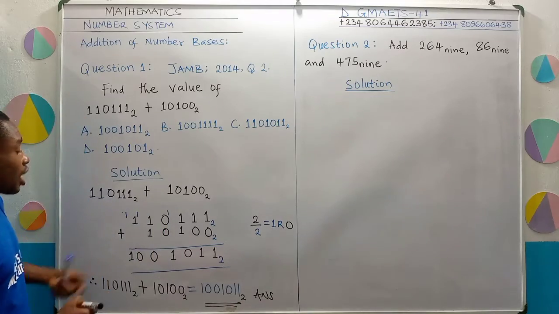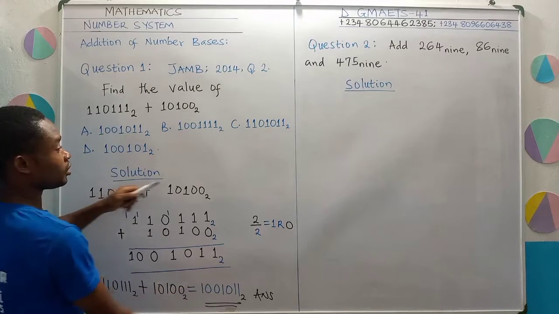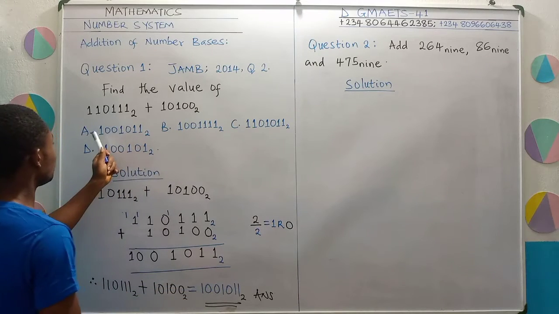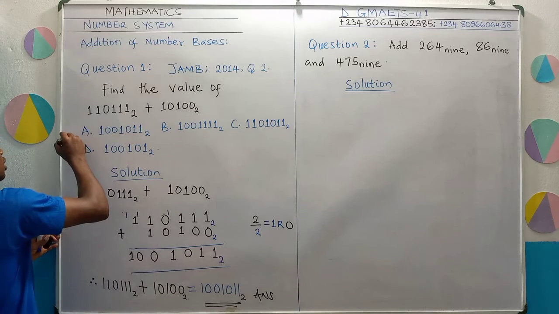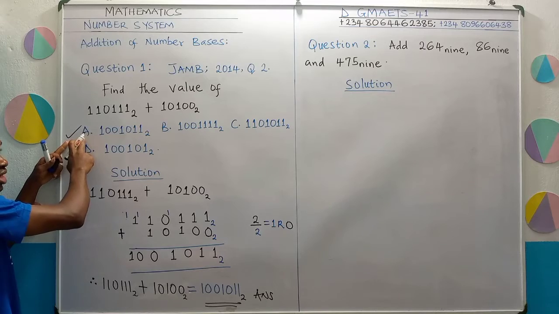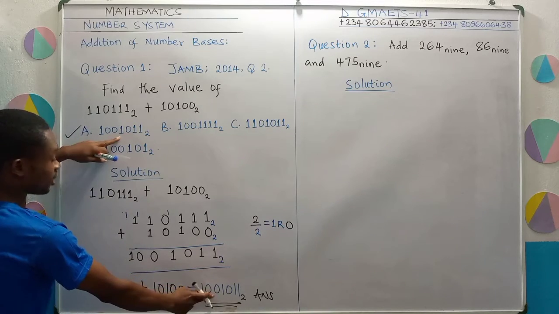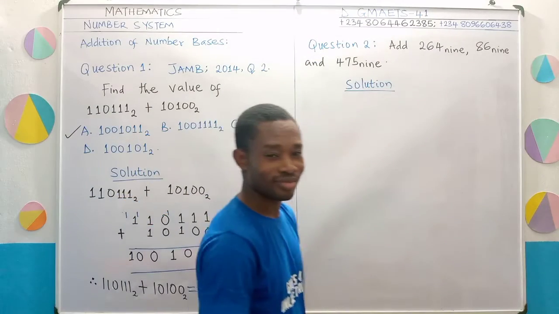And so you can check the correct option here. 1001111. So we can just come and then tick. The correct option is A. So we tick the A, and that's our answer. Look at that. Let's move on to question number 2.